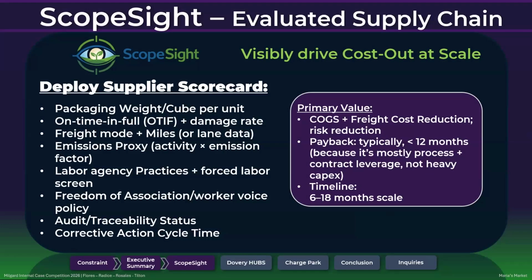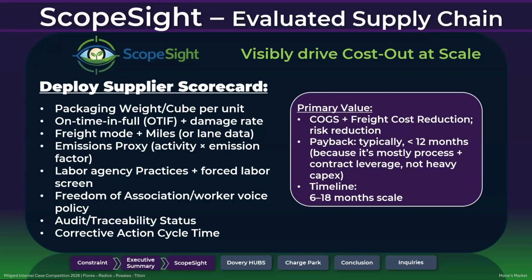This is an A-field scorecard designed to drive cost out, not complexity. Packaging weight and cube per unit drives unit cost, damages, and palletization. Unit OTIF and damage rate: on time in full failures drive expediting and waste. Freight mode and miles are a direct cost and emissions lever. Emissions proxy: activity times an emissions factor, so we can act before data is perfect.